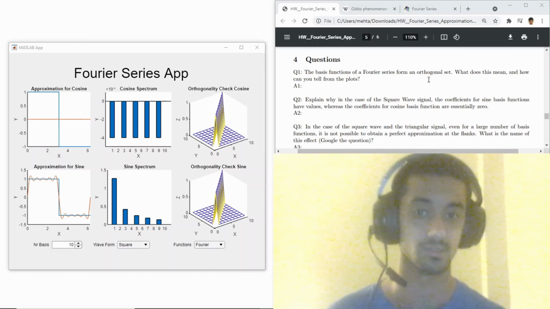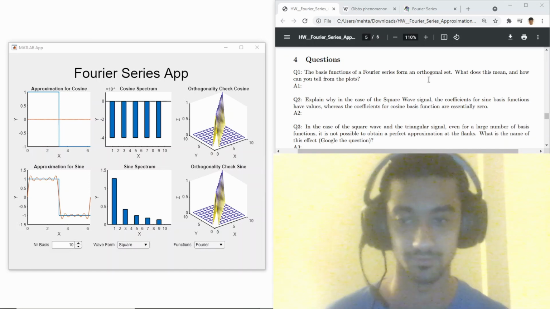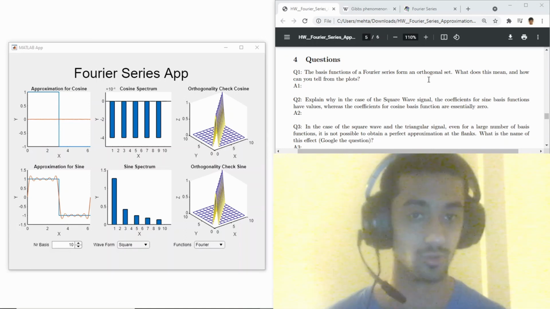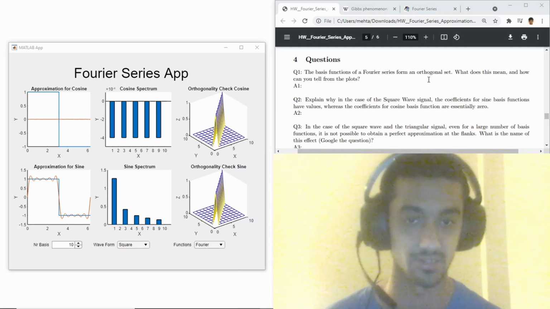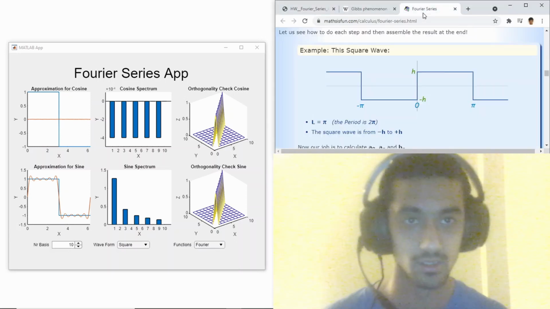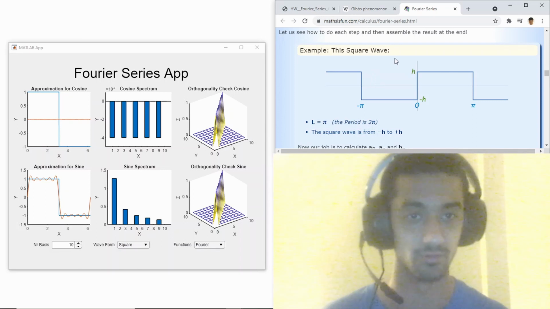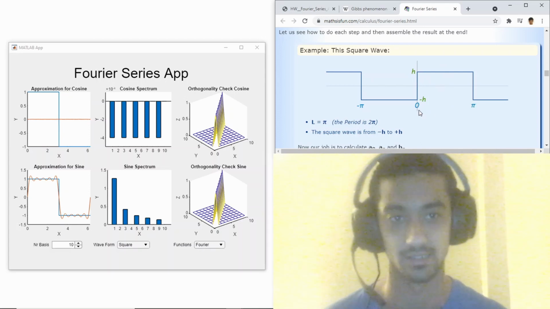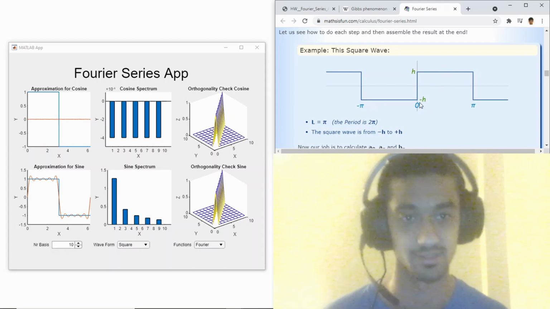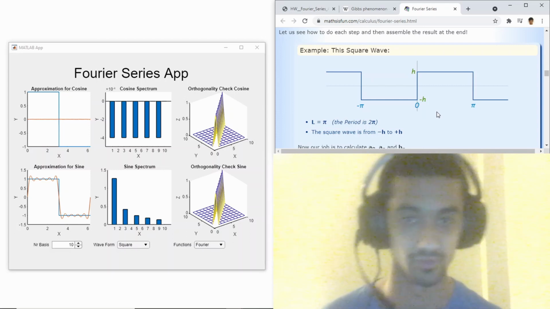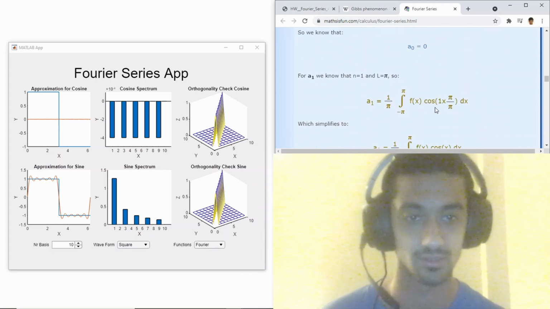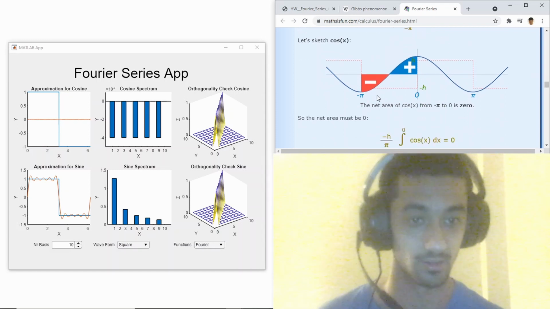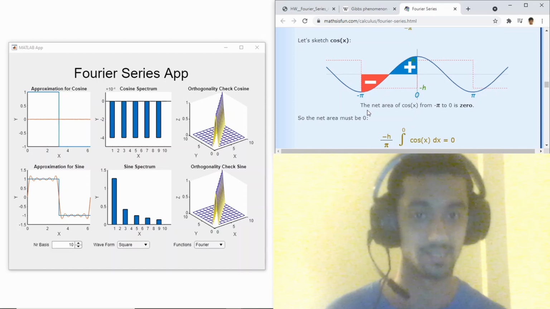Our second question was, explain why in the case of the square wave signal, the coefficients for sine basis functions have values, whereas the coefficients for cosine basis functions are essentially 0. So for that, let's have a look at the sample square wave over here, such that it has the value positive h from 0 till pi, and it has the value negative h from minus pi till 0, and continues like this, so on and so forth. If we use the function cosine x and apply it over here, alongside the square wave function, we see the net area must be 0.